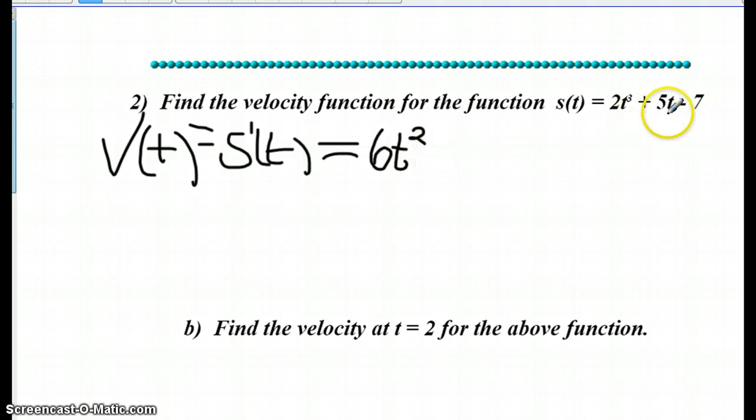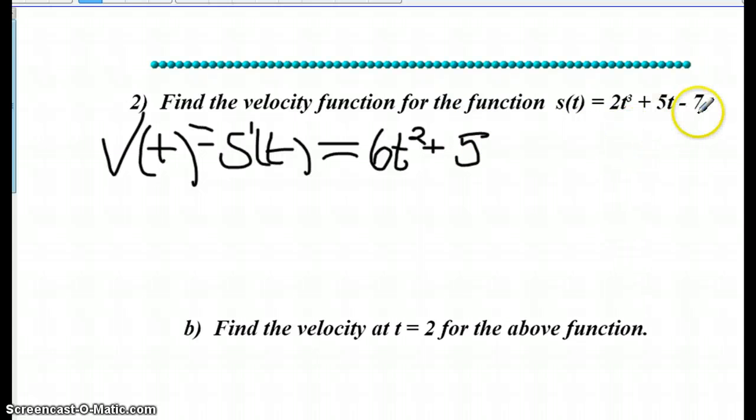Now we're going to add the derivative of our second term. So the power of our t for our second term is 1. 5 times 1 is 5. And then we subtract 1 power from the power of our t. So 1 minus 1 is 0. Anything raised to the 0th power is just 1. So we can just leave our 5 here as is.